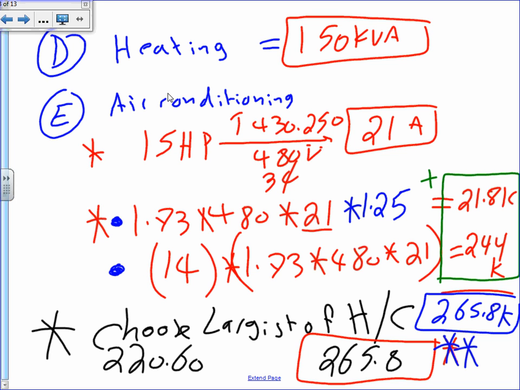The first motor is the largest. Add 25 percent on it, and then add the rest of the motors to it.